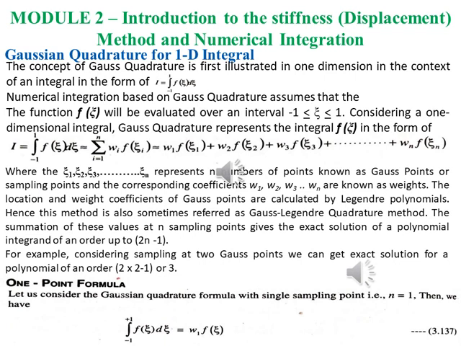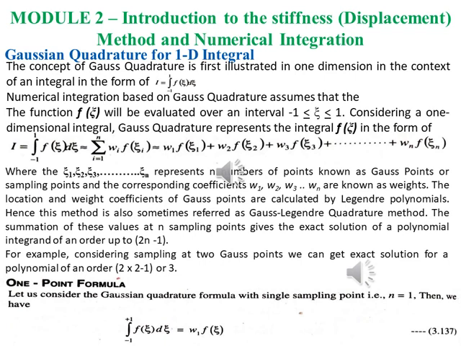The summation of these values at n sampling points gives an exact solution of a polynomial integrand of an order up to 2n minus 1. So for example, considering sampling at 2 Gauss points, we can get an exact solution for a polynomial of an order 2 into 2 minus 1, or 4 minus 1, that is equal to 3.